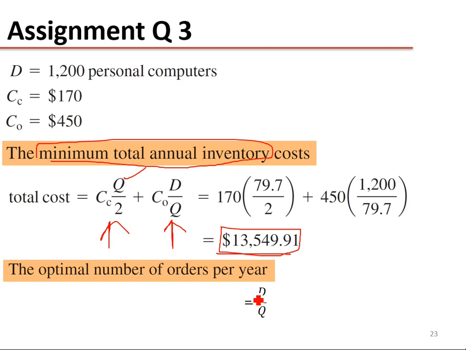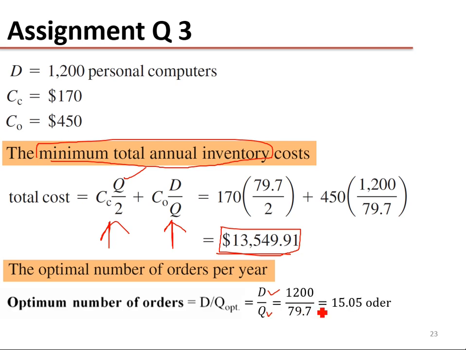And the optimal number of orders, how do we know this? I have already told you that D upon Q gives the number of orders: demand upon the optimum number of units. So we can easily get this value. 1200 is the annual demand, and in an order we are going to put 79.7 units. So from here, we are going to place 15.05 orders in a year.